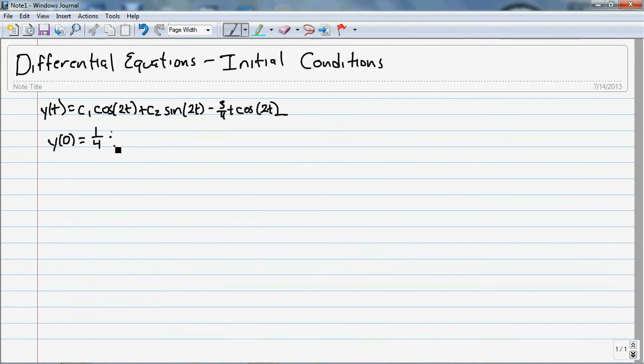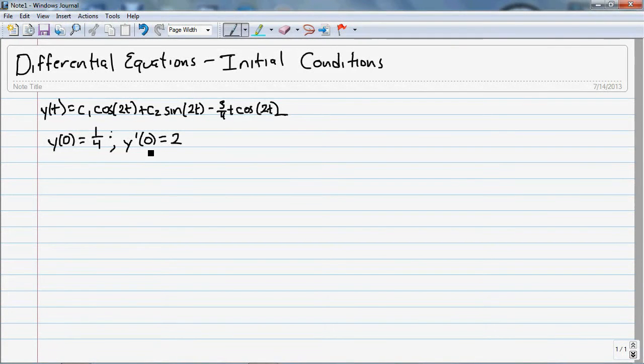and my derivative at 0 is equal to 2. Now notice that I'm using the same time value, in this case t equals 0, and it's very common to use t equals 0 because things simplify very quickly.